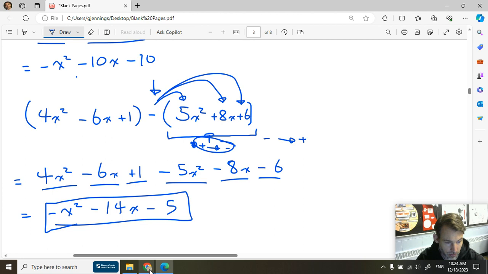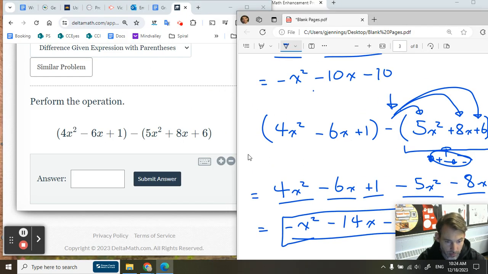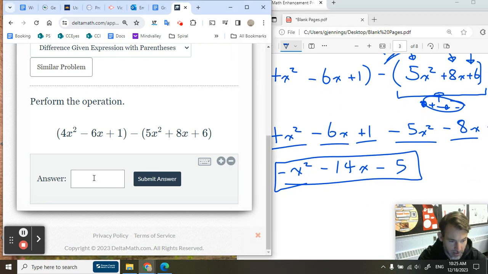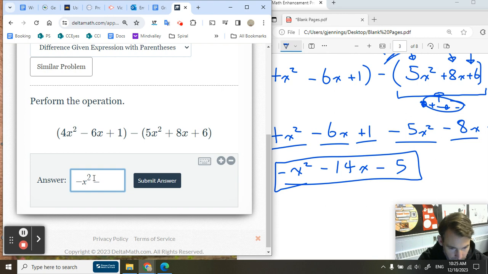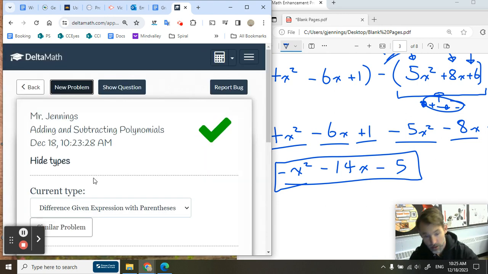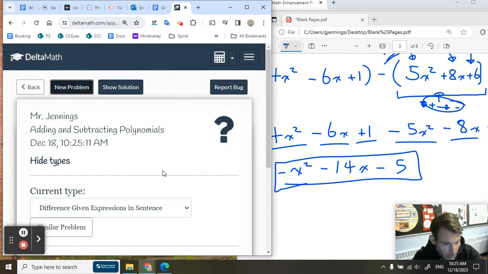So let's go ahead and give it to it. We're just going to do it this way. Okay, and move it so that you can see it around my face. Okay, minus x squared minus 14x minus 5. Hooray. Okay, let's do another one.